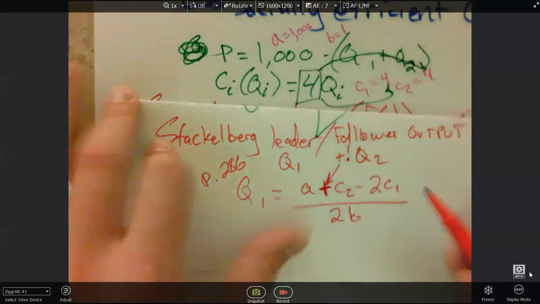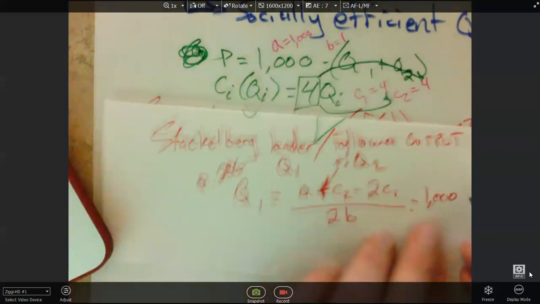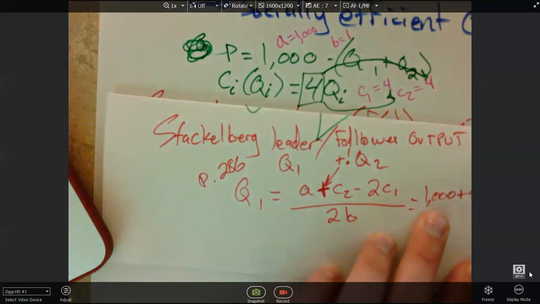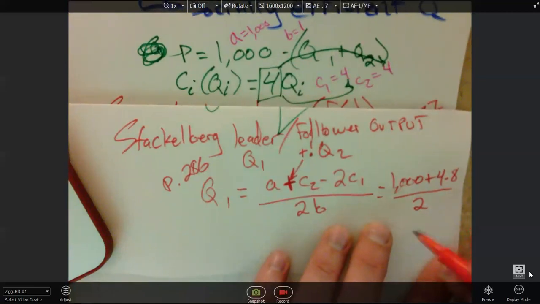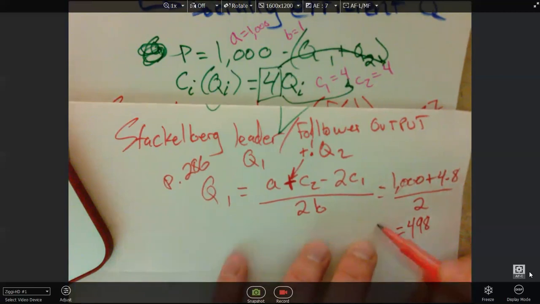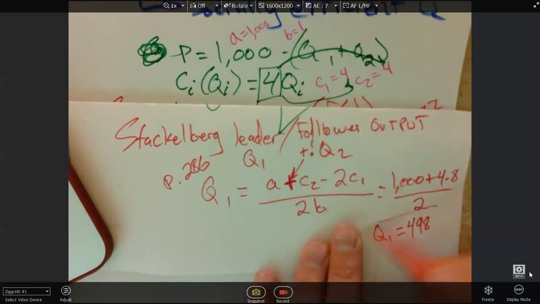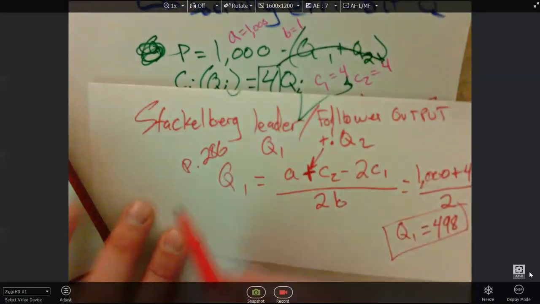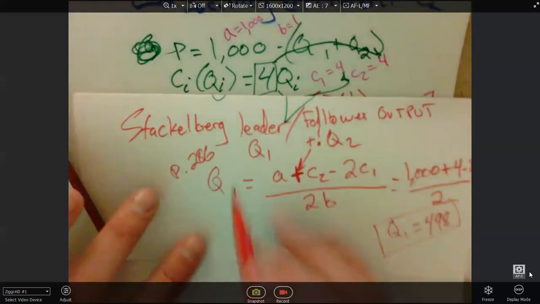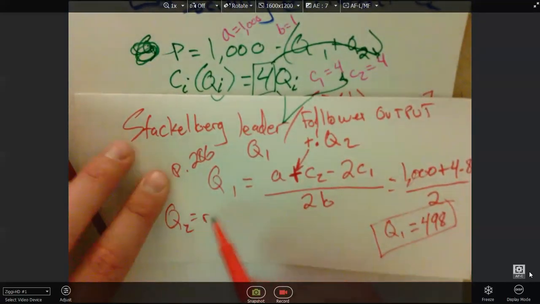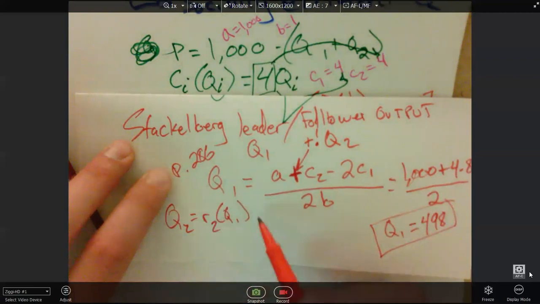So it's going to be 1,000 plus 4 minus 8 over 2. So 996 divided by 2. All right, so that's our leader, right? 498. So now that we have that, we can plug that into our follower equation, our Cournot reaction function. So remember, we only have one Cournot reaction function, right? Q2 is equal to R of Q1 is equal to what?